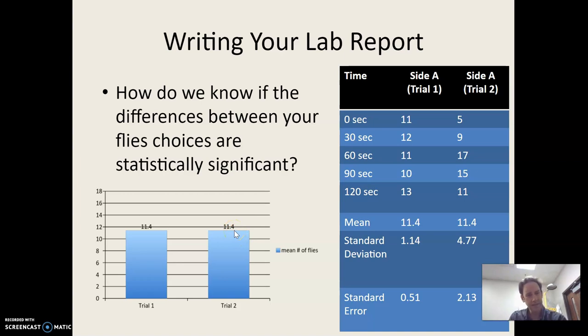So you might look at this and think, okay, is that exactly the same? Is there any difference in this data? But remember, the average is just one way to describe a set of values. We also have the standard deviation and we have the standard error. And those are important pieces to include in the conversation.